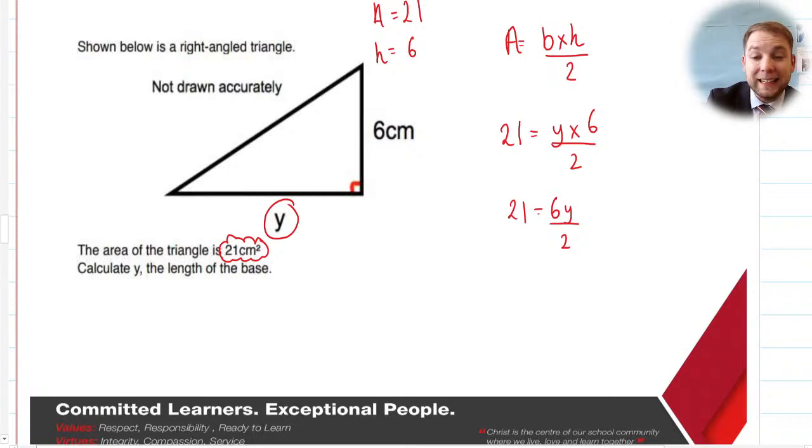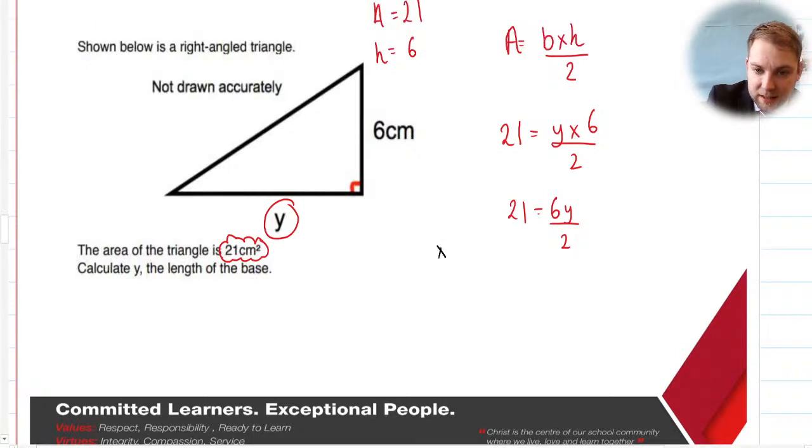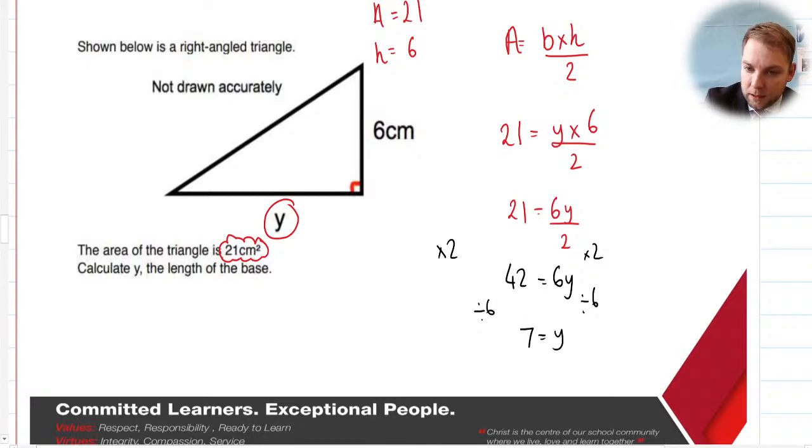Then what I need to do is solve this. So I'm timesing both sides by 2, which gives me that 42 is equal to 6y. And then the last stage, I need to divide by 6. So 42 divided by 6 is equal to 7. So I know that the base of this one here is equal to 7 centimetres.